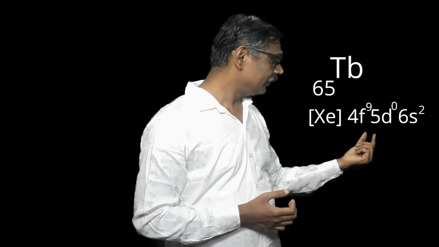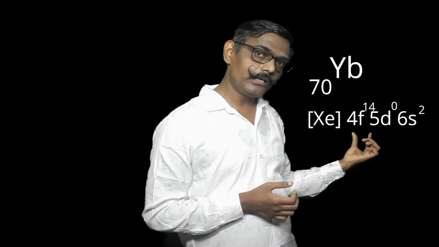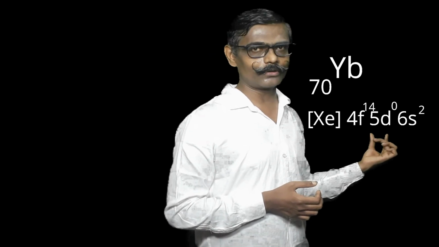Next element is terbium. There what happens? Energy level of 4f is most suitable. So all first 9 electrons enter in 4f orbital. In d orbital there is no electron, and in s orbital there are 2 electrons. So for terbium, electronic configuration xenon 4f9 5d0 6s2. Likewise, if we continue up to ytterbium, in f orbital there are 14 electrons. In d orbital there is no electron. In 6s orbital, 2 electrons.